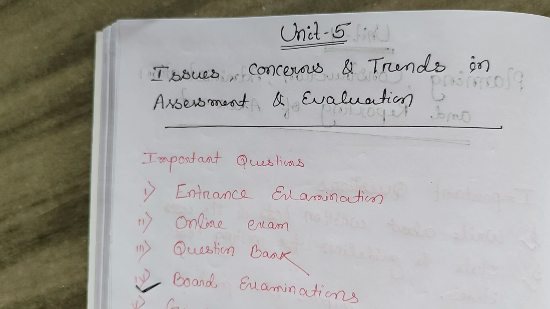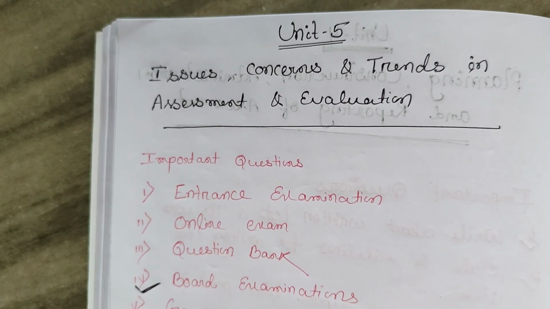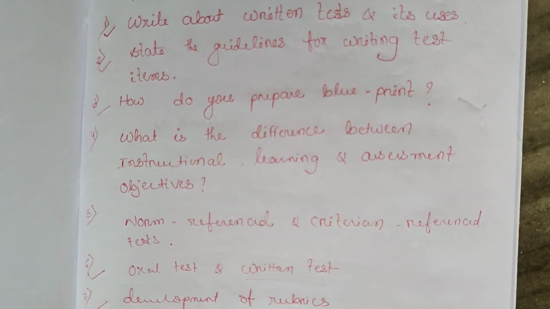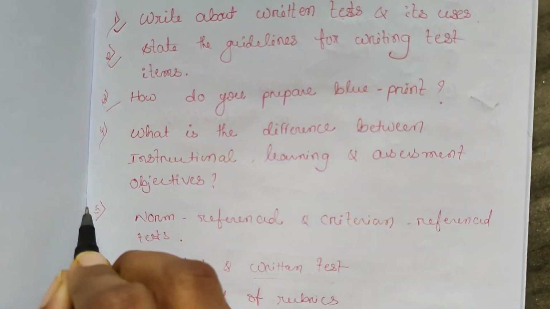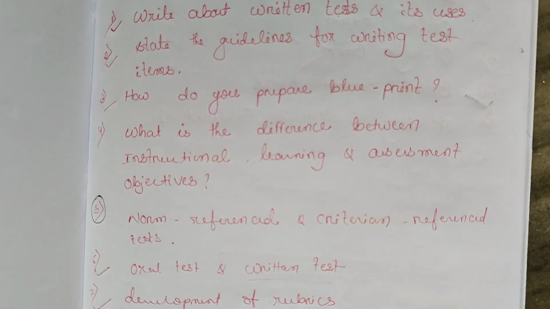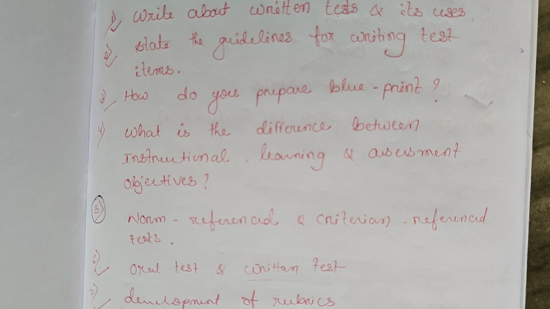So friends, as you know, we are doing learning assessment. From learning assessment, unit 4 is completed. In unit 4, we did all these questions, but I left this question, question number 5, norm reference and criterion reference test. I think this is not that important, so I left it.